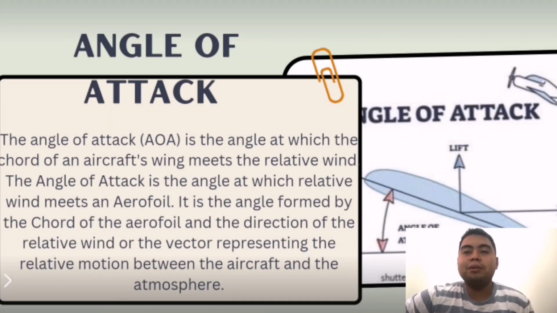Hello, good morning po. Ako po si Bash Noel Aranyas ng AMT 4-2 po. Bale, i-discuss ko po is about po siya sa angle of attack. The angle of attack is the angle at which the chord of an aircraft's wing meets the relative wind. The chord is a straight line from the leading edge to the trailing edge.